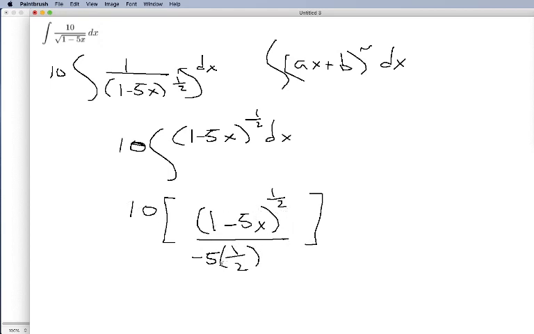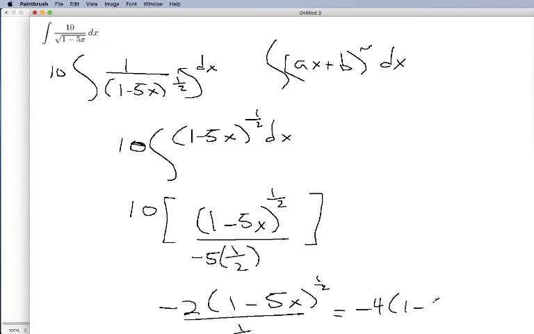10 divided by negative 5 is negative 2. 1 minus 5x to the 1/2, also divided by 1/2. So if you divide negative 2 by 1/2, you'll get negative 4. So your final answer is negative 4 times 1 minus 5x to the positive 1/2, pardon me. So there you have that question.